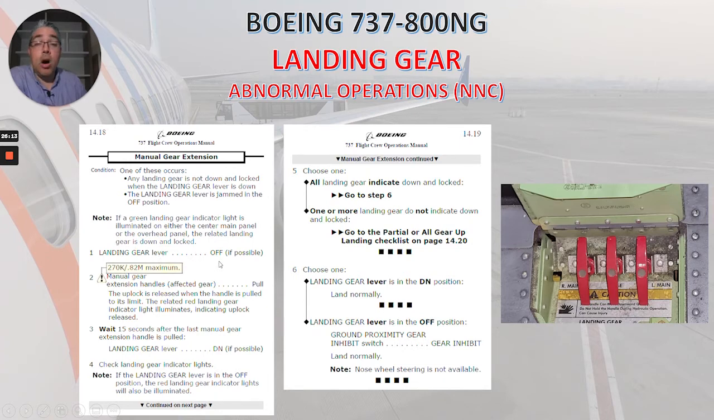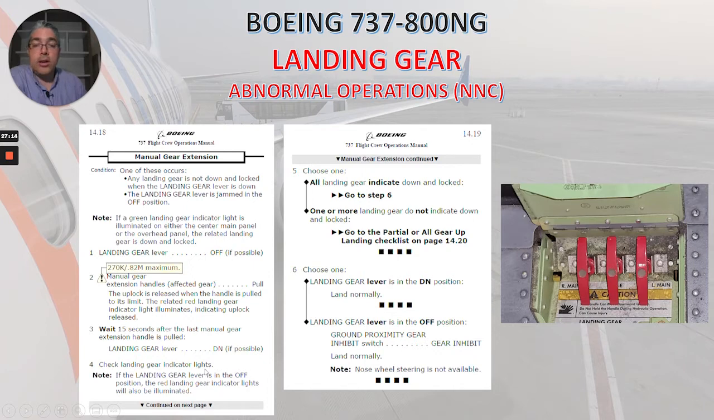Landing gear lever off, if possible. Manual gear extension handles affected gear, pull. The up lock is released when the handle is pulled to its limit. The related red landing gear indicator light illuminates, indicating up lock released. And remember, this is what we have in the flight deck, the floor, and this is how the handles look. Number 3, wait 15 seconds after the last manual gear extension handle is pulled. Landing gear lever down if possible.